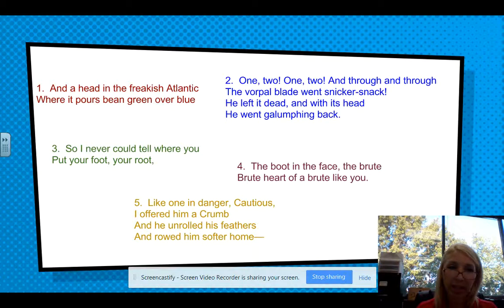Number 1, "and ahead in the freakish Atlantic where it pours bean green over blue." Bean green, right there, right next to each other. Bean and green rhyme. That's inside the line of a poem. So it's going to be internal rhyme.